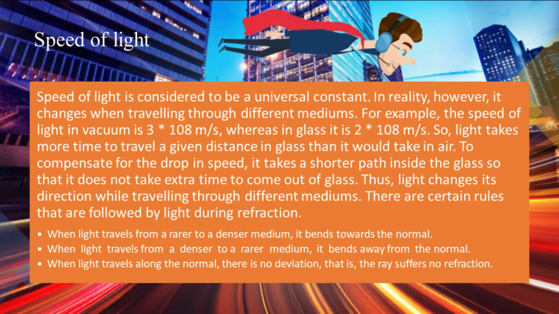There are certain rules that are followed by light during refraction. When light travels from a rarer to a denser medium, it bends towards the normal. When light travels from a denser to a rarer medium, it bends away from the normal. When light travels along the normal, there is no deviation, that is, the ray suffers no refraction.